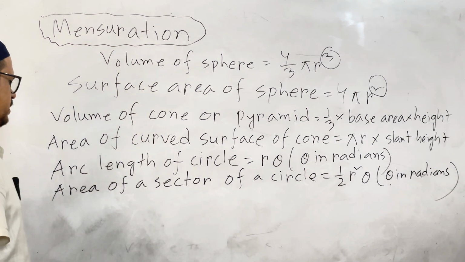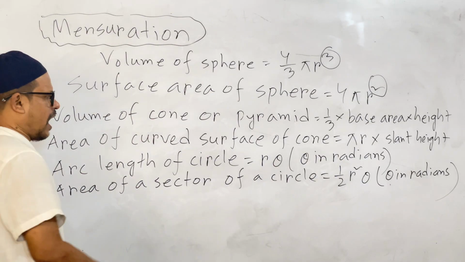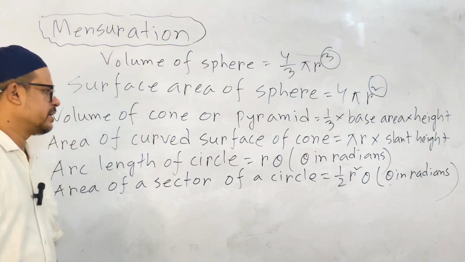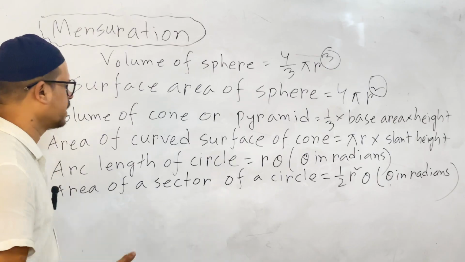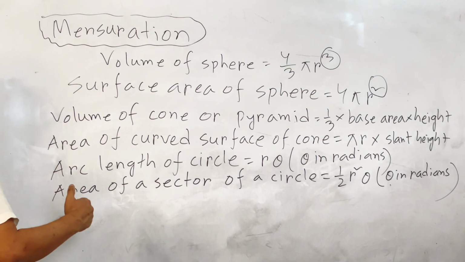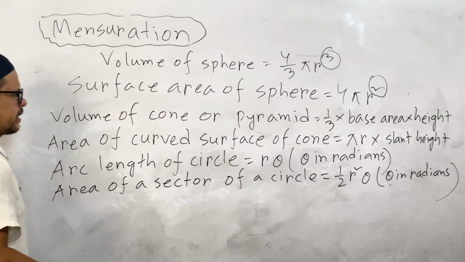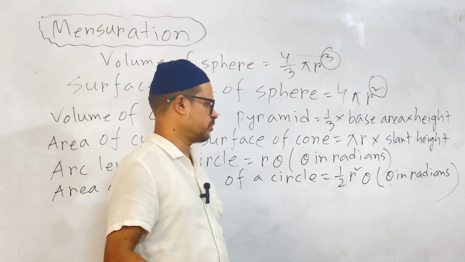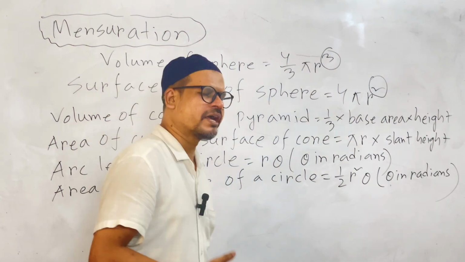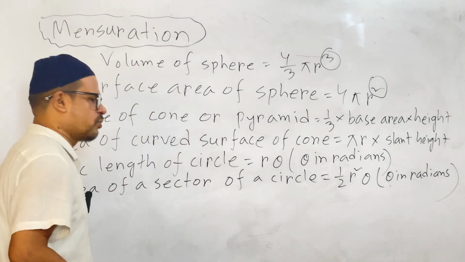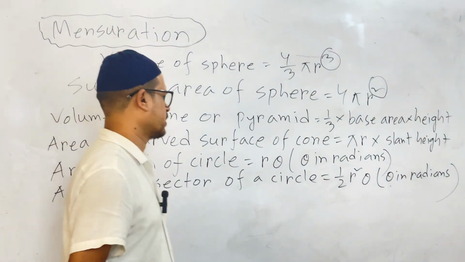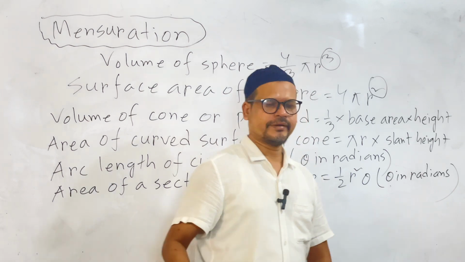Arc length of a circle is r theta. Here theta is in radians, r is the radius, and theta is the subtended angle. For finding the arc length of a circle, we use the r theta formula, and we use half r squared theta for finding the area of a sector of a circle, where theta is in radians.